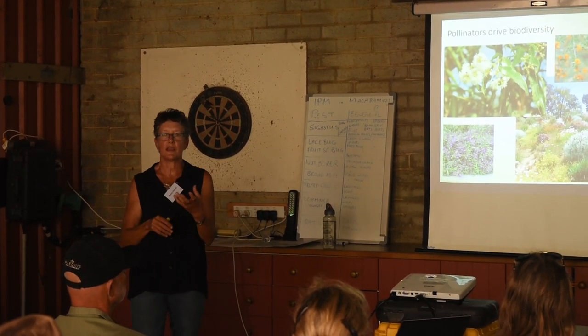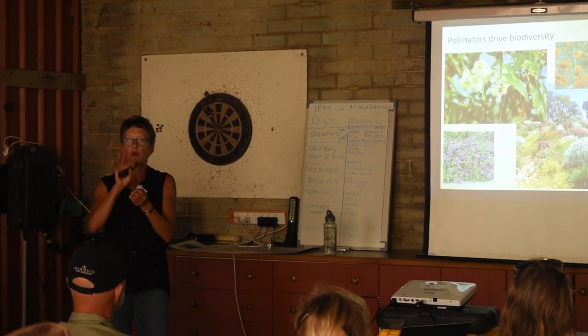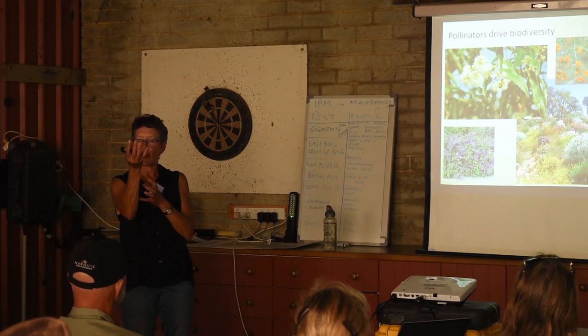So for example, pea flowers, they have to step on the keel of the pea flower to open up and have the anthers flick out underneath.